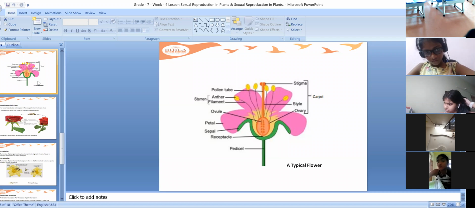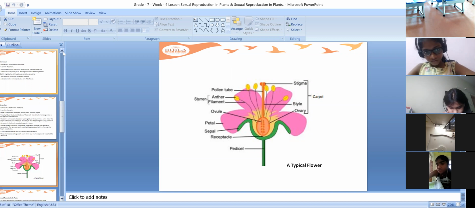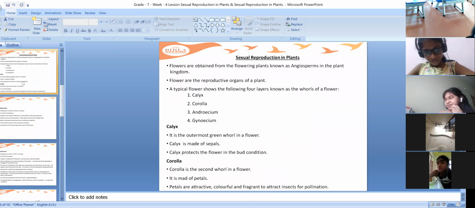We'll study further in this lesson what the different functions of all these parts are. These are the reproductive parts: ovule, stamen, pollen tube. These are the reproductive organs inside the flower. We'll have a closer look at all these as we go into detail in this lesson.